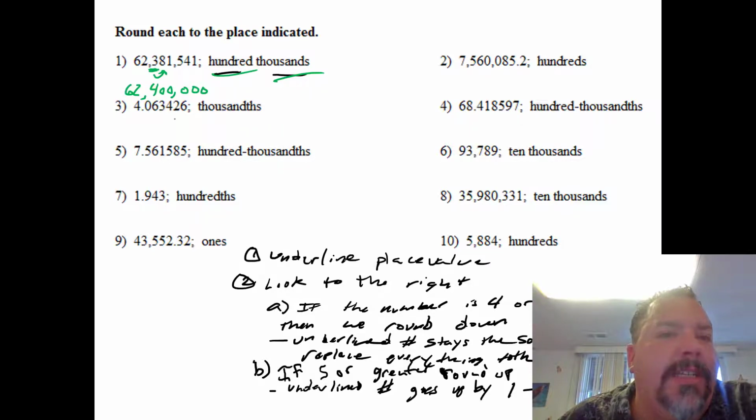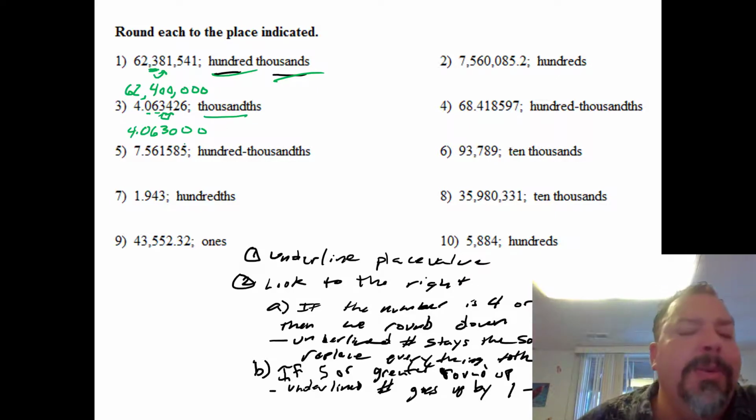Number 3, here's some decimals. So with decimals, the same rules are going to apply. Here we're going to round to the thousandths place. So we've got the tenths, the hundredths, the thousandths. Looks like the 3 is in the thousandths place. And so we look to the neighbor, and that's a 4. That means the 3 is going to stay the same. Everything in front of the 3 will stay the same. Everything behind the 3 will become a 0. So the 4 will become a 0, the 2 will become a 0, and the 6 will become a 0.